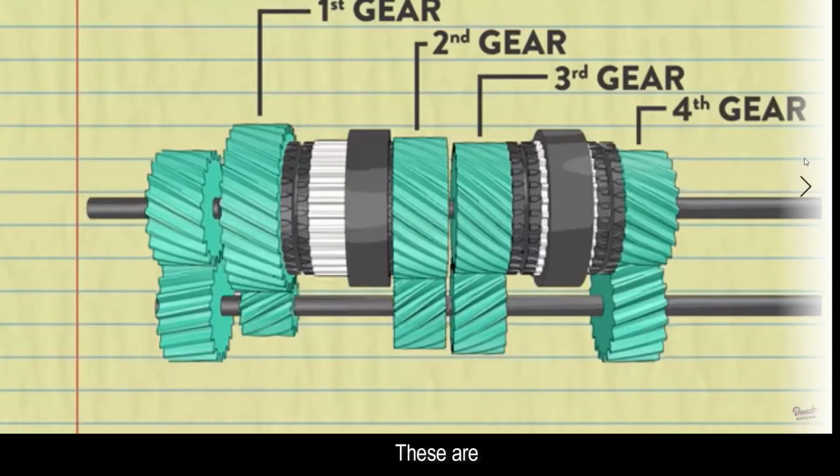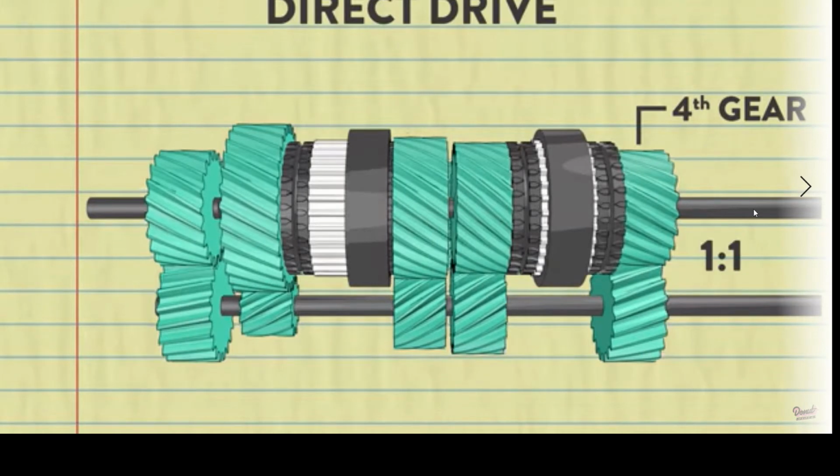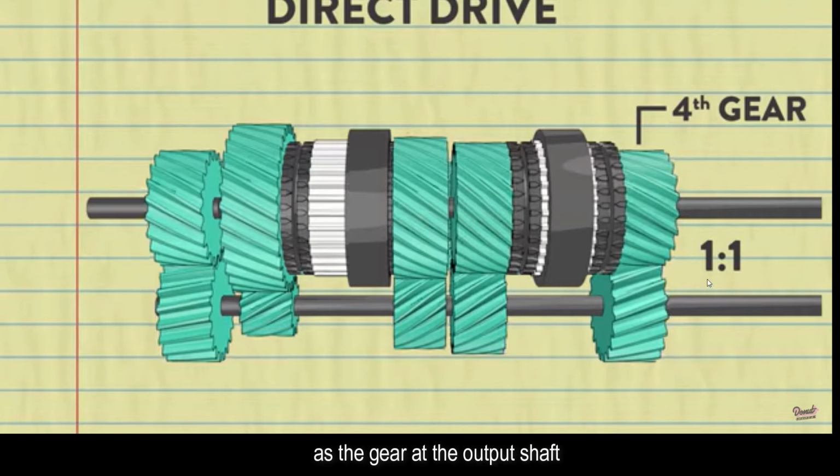Okay, these are the types of gears. First gear, second gear, third gear, and fourth gear. The first gear is when the biggest gear in the input shaft drives the smallest gear in the counter shaft, and the same goes to the second gear, third gear, and fourth gear. The fourth gear is known as the direct drive because, as you can see, the gear from the input shaft is generally the same as the gear in the output shaft, and the ratio is 1:1.